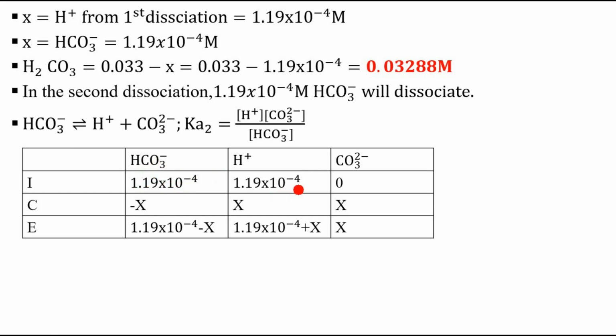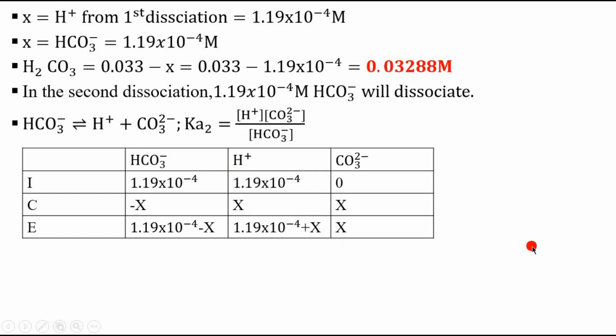second dissociation will have a common ion effect because we already have the hydrogen in the solution from the first dissociation. That means this X, the hydrogen coming from the second dissociation, will be negligible because there is already some hydrogen from the first dissociation. That means here we have the common ion effect in terms of hydrogen.